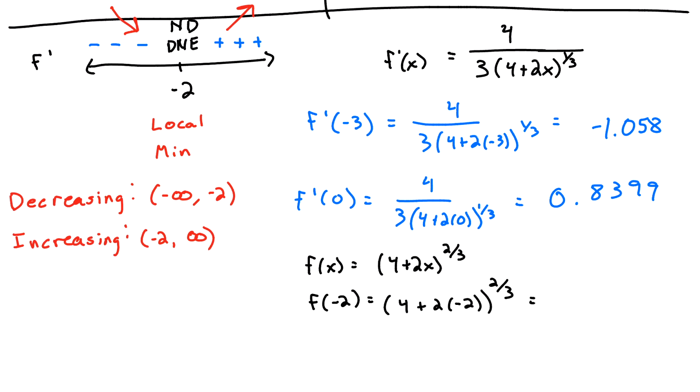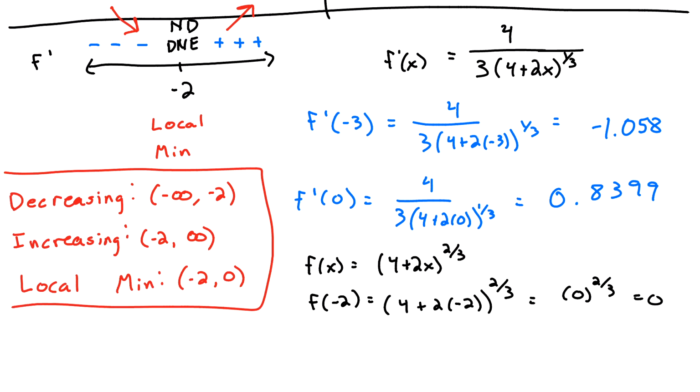This one works out pretty nicely. I should just have 0 to the 2/3, or just 0. So I have a local minimum at -2, 0. So here's everything I can say so far after my first derivative test. It is decreasing on -infinity to -2. It's increasing on -2 to +infinity, and I have a local minimum at -2, 0.